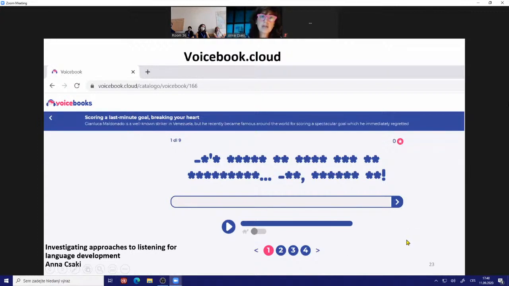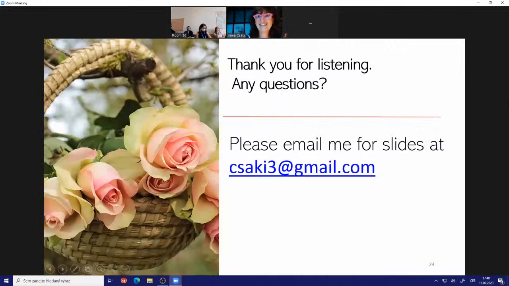And what's interesting is that this is for teachers, you can create your own voice books, and you can make them as difficult as you like with support. It doesn't work here, it's just a screenshot, but if you explore this with the cursor, hints can pop up if you feel the students need help. So this was an interesting discovery on my part. And yeah, so that concludes my presentation. Thank you for listening to me. And if you have any questions, I'd be happy to answer them.